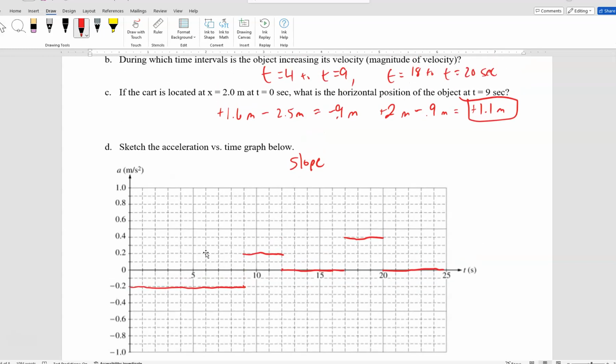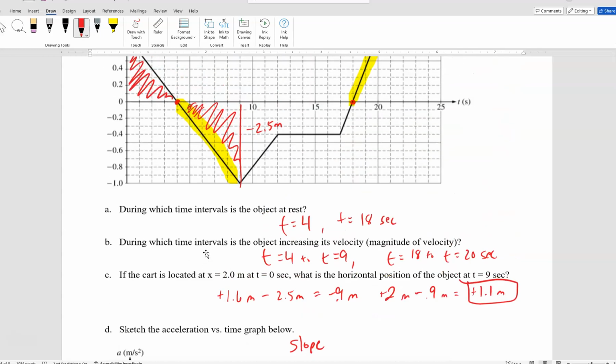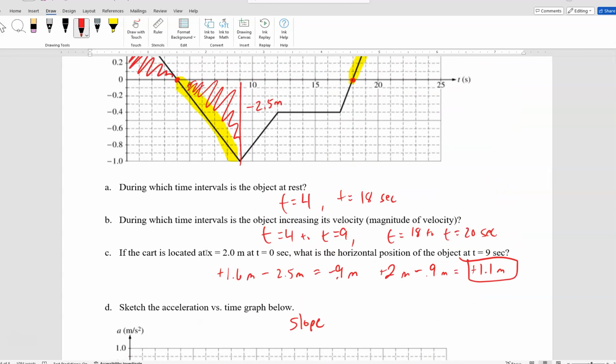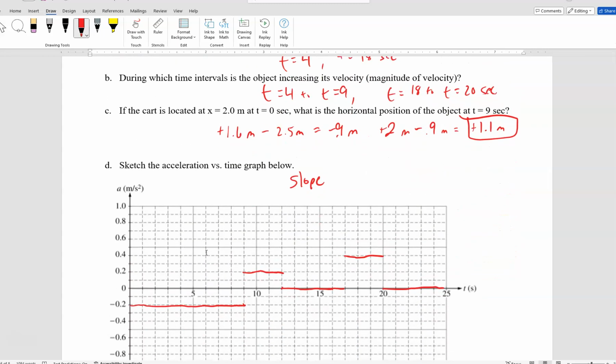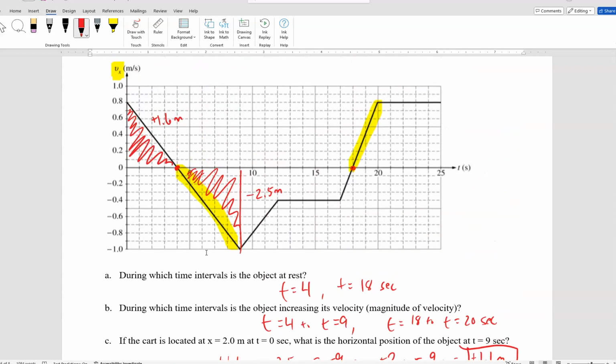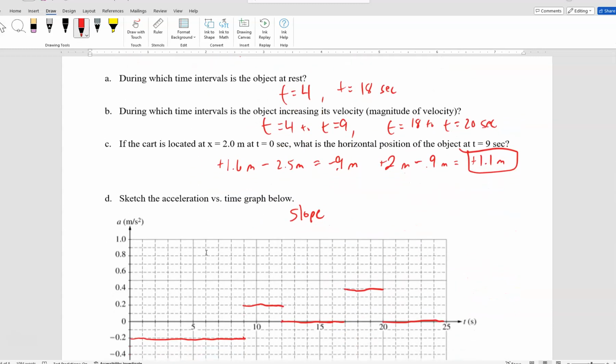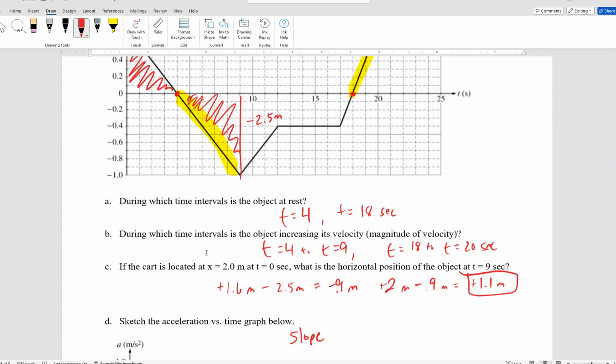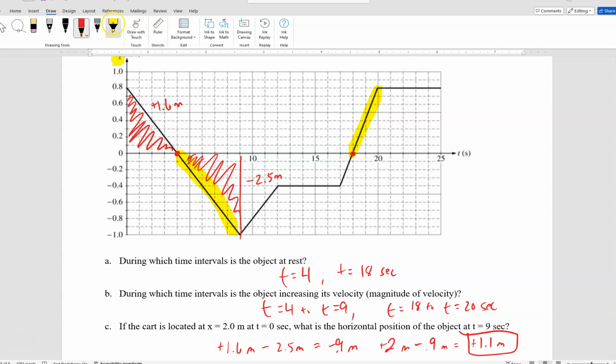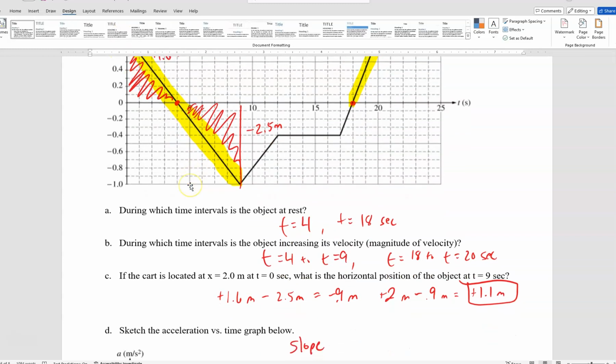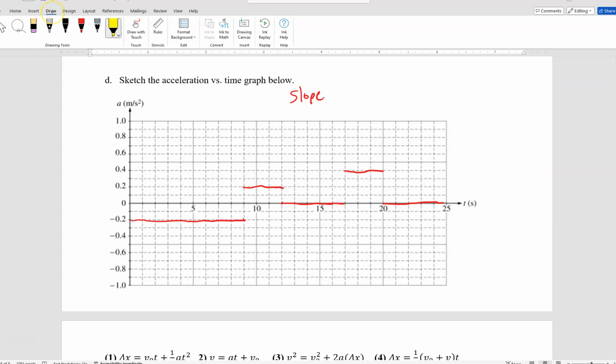I would just make sure you look above and make sure everything lines up correctly. So you have a negative slope, then a positive slope, then 0 slope, then positive slope, and then 0 slope. And again, the weird thing is that even though in the first 9 seconds, it's going positive direction and slowing down, and negative direction speeding up, it doesn't matter. The slope right here is the same. The acceleration is the same the whole time. The fact that it's changing directions does not affect it at all.